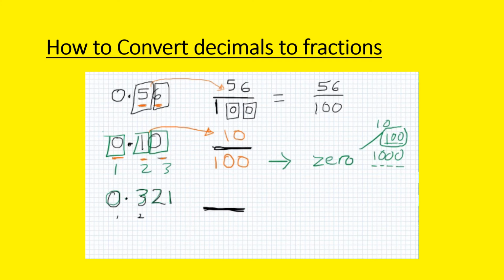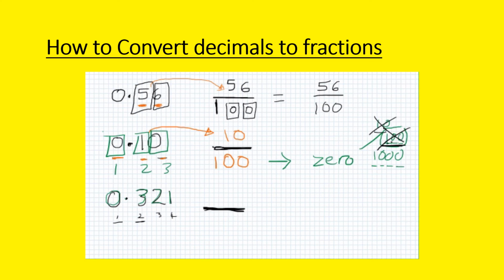1, 2, 3, 4. So am I going to use a 10? No, I can't because that's only got 2 digits. Am I going to use 100? No, because this has got 1, 2, 3 digits. So I can't use that. How many am I looking for? Can you please remind me?